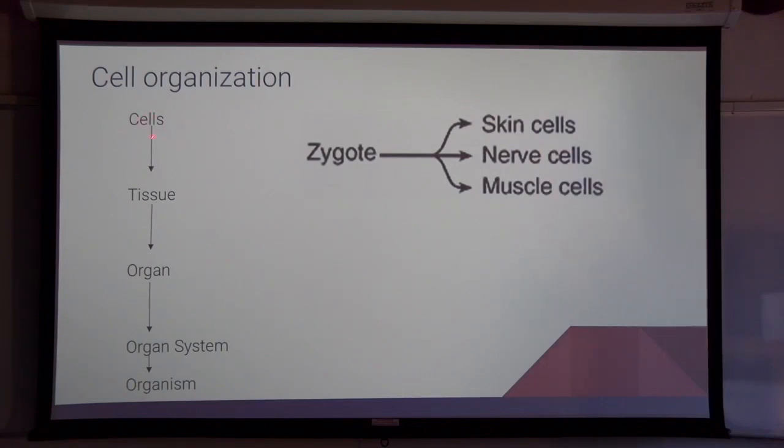The cells will come together and form tissue. The tissues will form the different organs in your body. Those organs will form organ systems, and all of those systems will work together to form the organism. So some of the cells that we'll see due to differentiation: the skin cell, nerve cell, muscle cell.